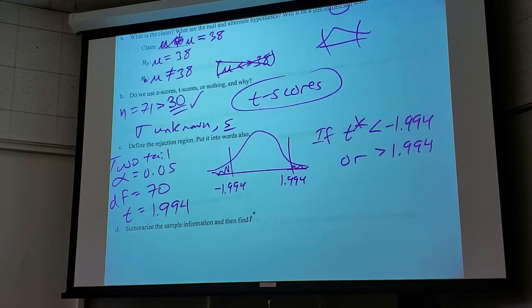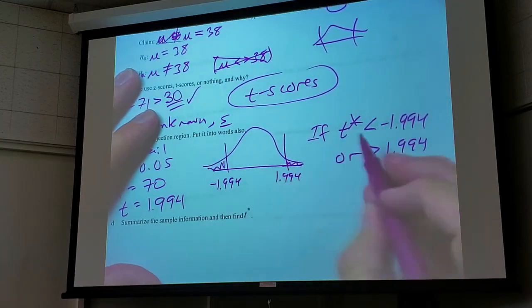You never support the null hypothesis because a sample can never show evidence for equals. And what does a null hypothesis always have? Equals. So you either reject it or you fail to reject it. Also, you never support it. Never support it.